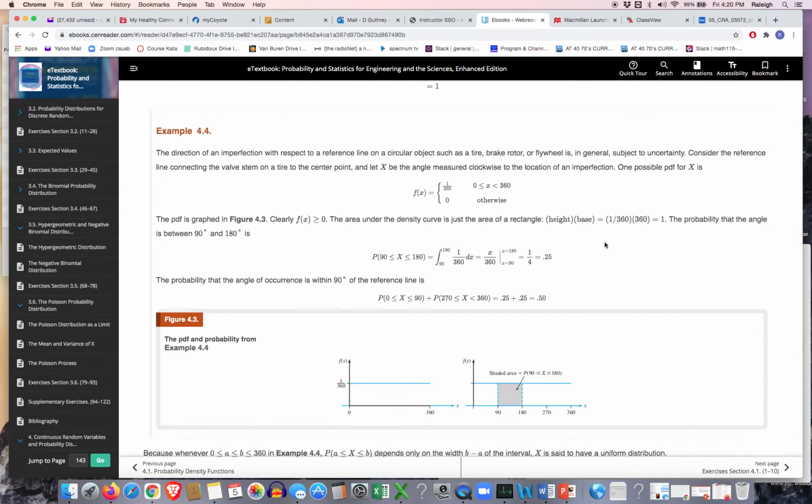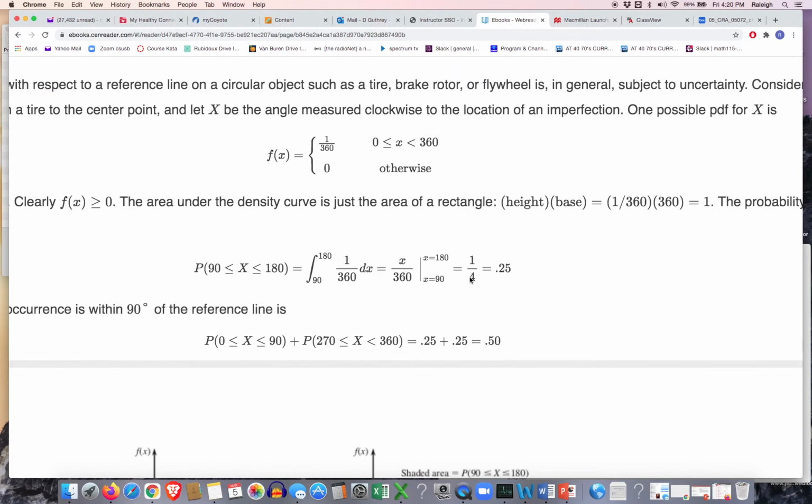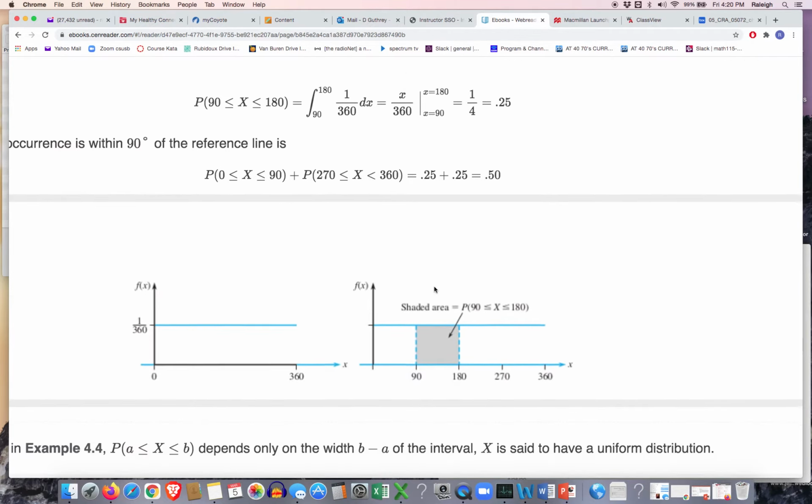And so we talk about the probability distribution between 90 and 180 degrees, and that is 1/4 because it covers 1/4 of the area. And it's easy to do that. 180 over 360, because this just integrates to x, and that's pretty simple with a constant of 1/360. And yeah, 180 minus 90, it gives you 90 over 360.